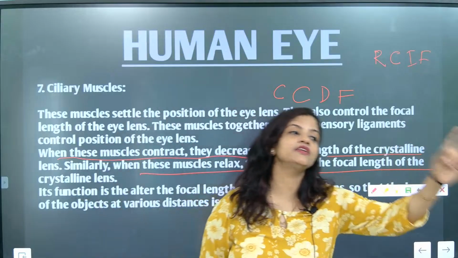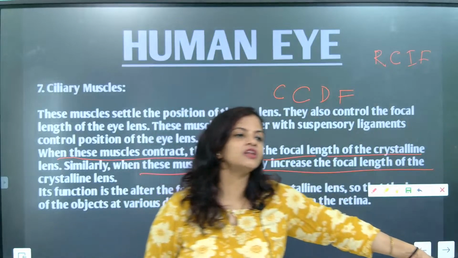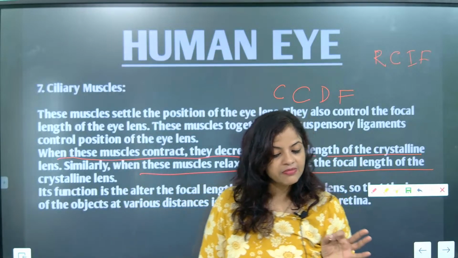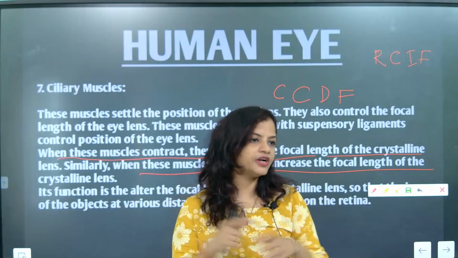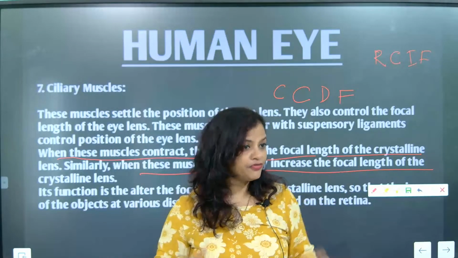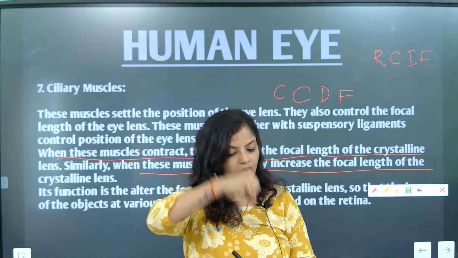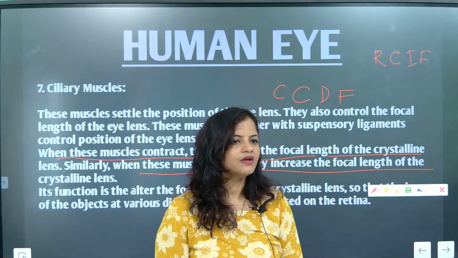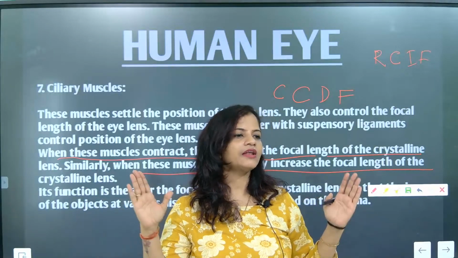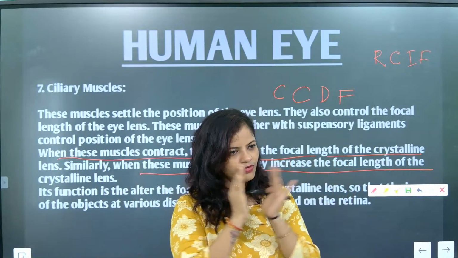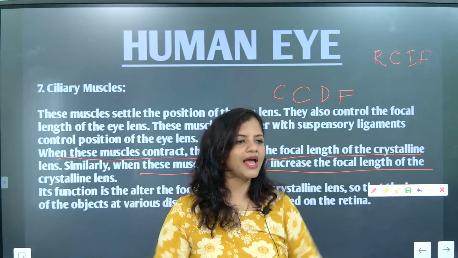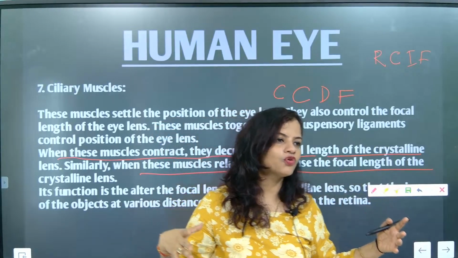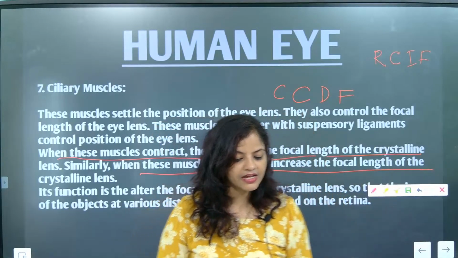So ciliary muscles can increase the focal length or decrease. Contraction, decrease. Relaxation, increase. But beta, you know what? Ciliary muscles and suspensory ligament, they work differently. So when ciliary muscles will be contracted, suspensory ligament will relax, and it is exactly decreasing the focal length. When ciliary muscles will be relaxed, suspensory ligament will be contracted and it will increase the focal length. So they both are exactly working like that only.